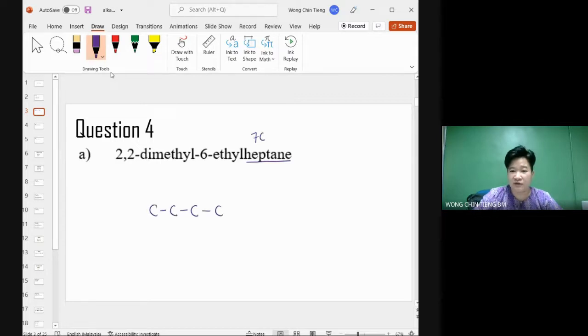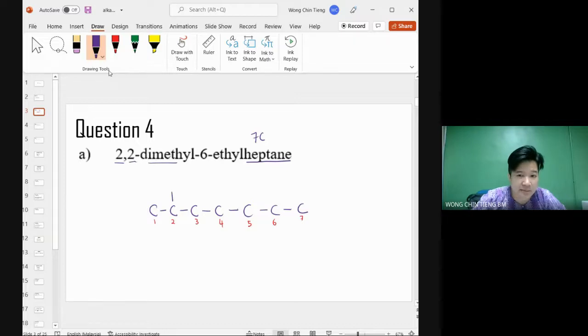I will start off with the 7 carbon straight chain. 7 carbon tak payah buat apa, just straight chain. And then I'll give the number 1, 2, 3 all the way to 7. Letak nombor siap-siap. Jangan cari nama betul dulu. Kita letak lukisan dulu, ikut apa yang dia bagi, walaupun nama dia salah. So dia dah bagi tahu 2,2-dimethyl.